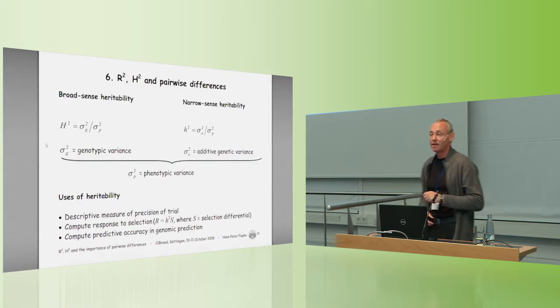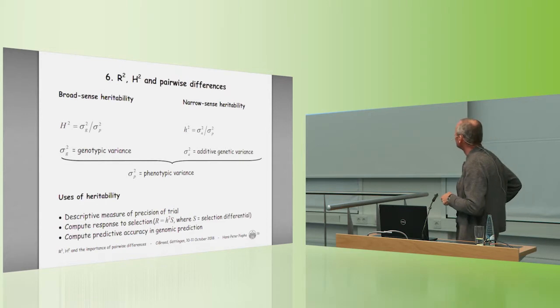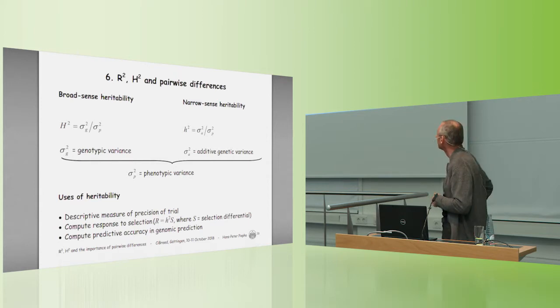Now, last couple of minutes, heritability. What's heritability? I'm not really going to make a big distinction between broad sense and narrow sense. It's genetic variance over phenotypic variance. And it has a lot of uses that I don't need to emphasize here. The question is, what is phenotypic variance?